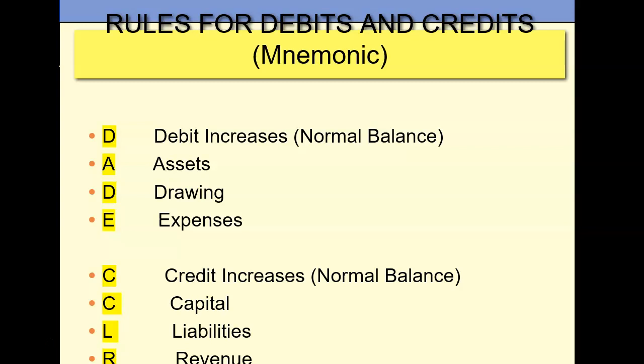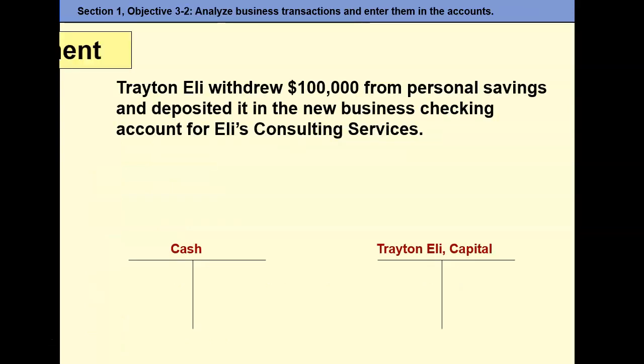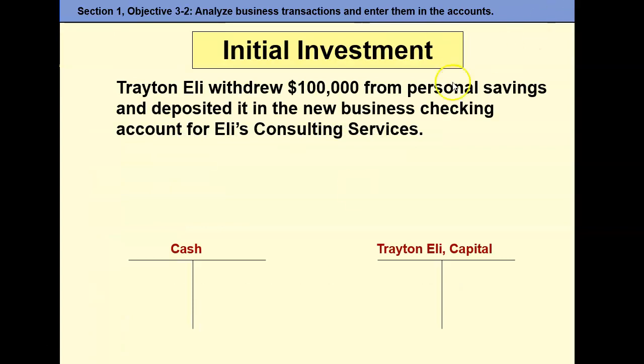So now that we have looked at the rules of debits and credits, let's practice using a T account to record our different types of business transactions. For our first transaction, we have the owner withdrew money from a personal savings account to deposit into a new business checking account. So first you want to identify which accounts will be involved in this transaction. The accounts involved will be cash and the owner's capital account.